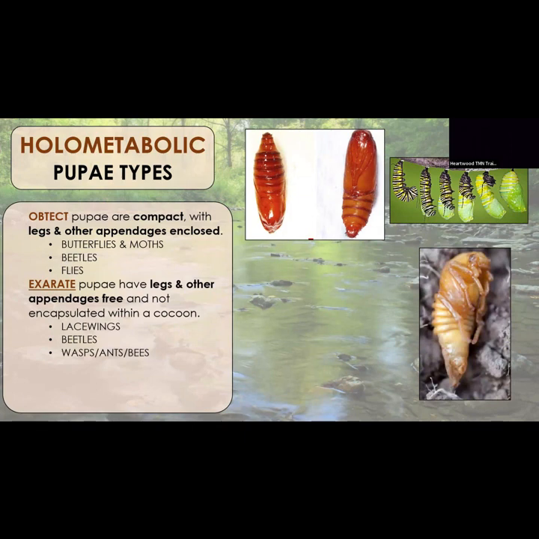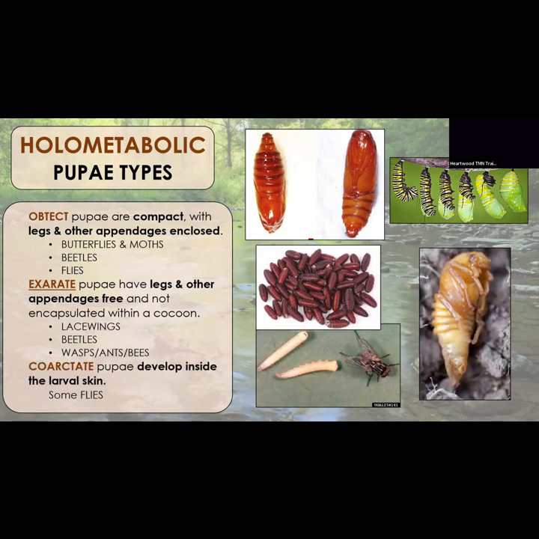Exarate. So these aren't words I say every day, right? So exarate, those are where you can see the legs on the outside, right? They're not fully enclosed. They're a pupa, they're hardened and in there, but you can see their legs. You can see their antennae sometimes. That's going to be an exarate pupa.